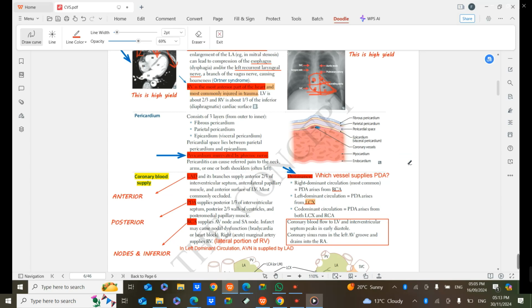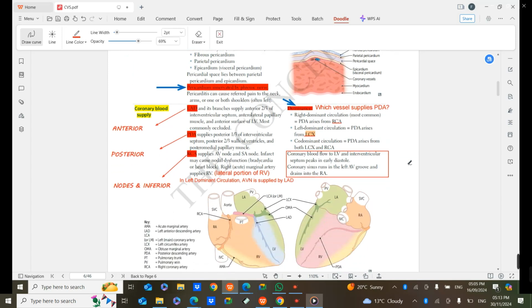Basic points. What of coronary blood supply? We are going to look at it in a very simple way. Imagine the heart is before you. You have the anterior part of the heart, the posterior part, and the inferior part. We also have the lateral part of the heart. But let's look at anterior, posterior, inferior.